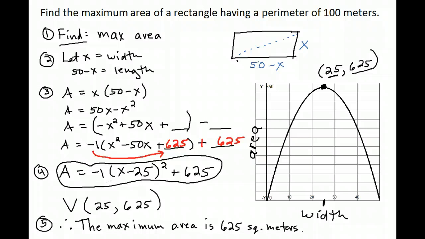Therefore, the maximum area is 625 square meters. You can see I circled the equation here for my step 4 because I'm not solving for x equals a number. I actually need to get my answer from this equation, and more specifically from the vertex of the equation.